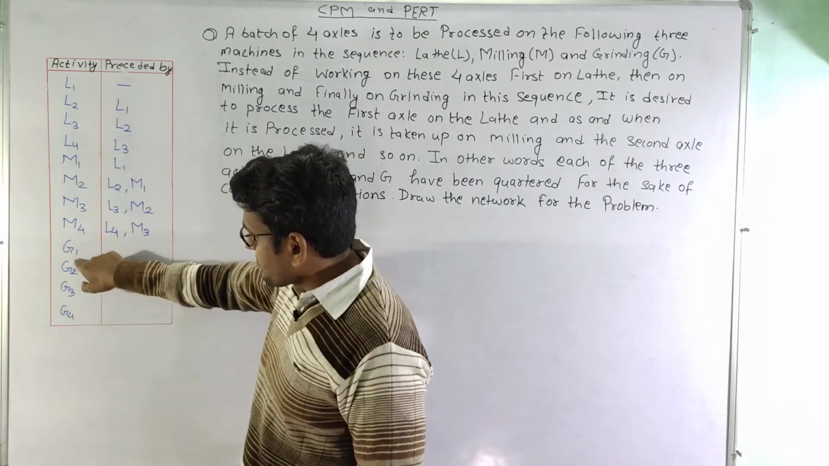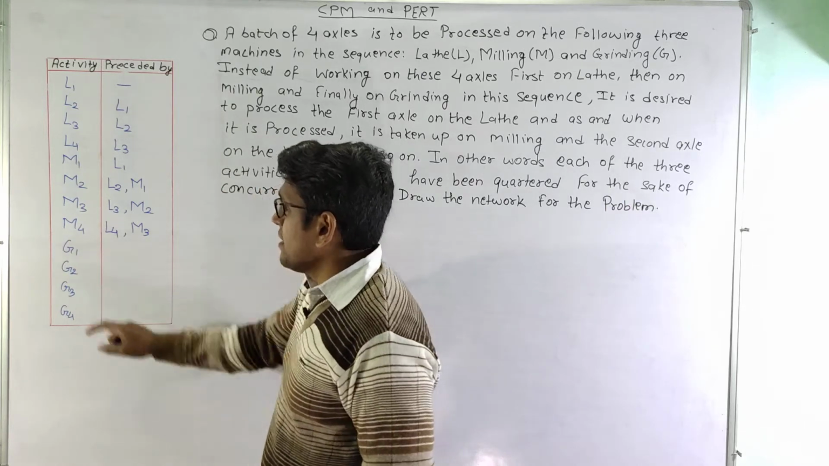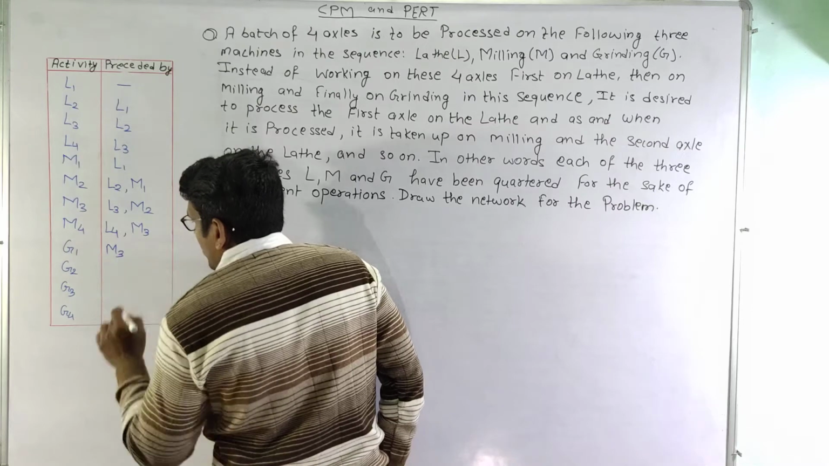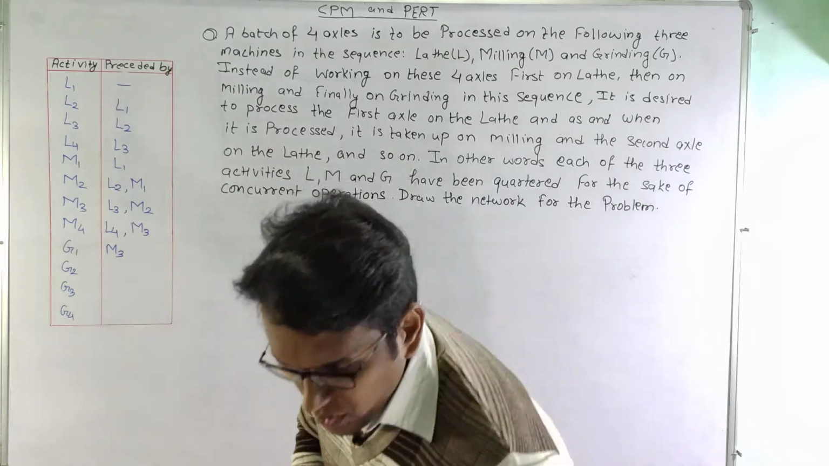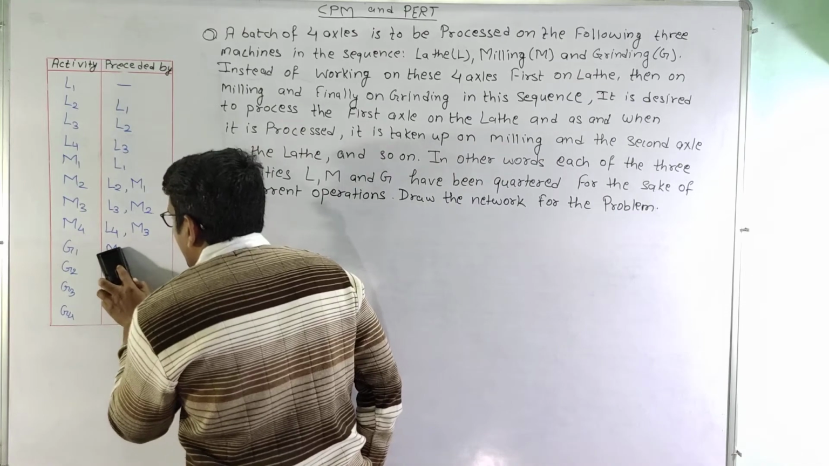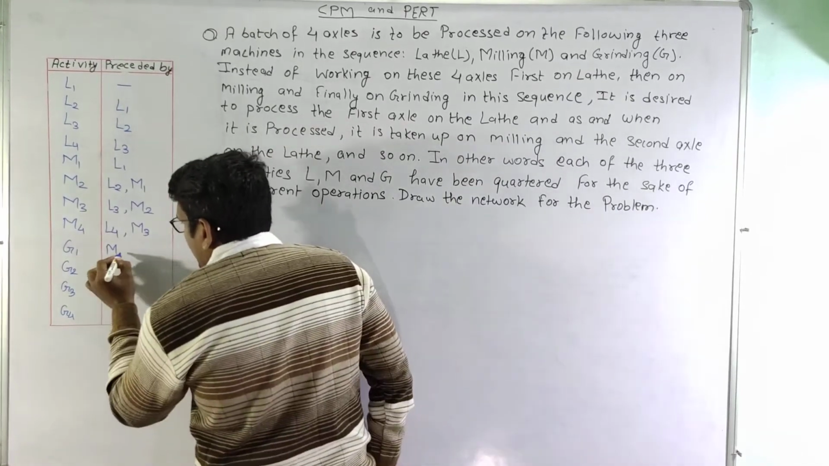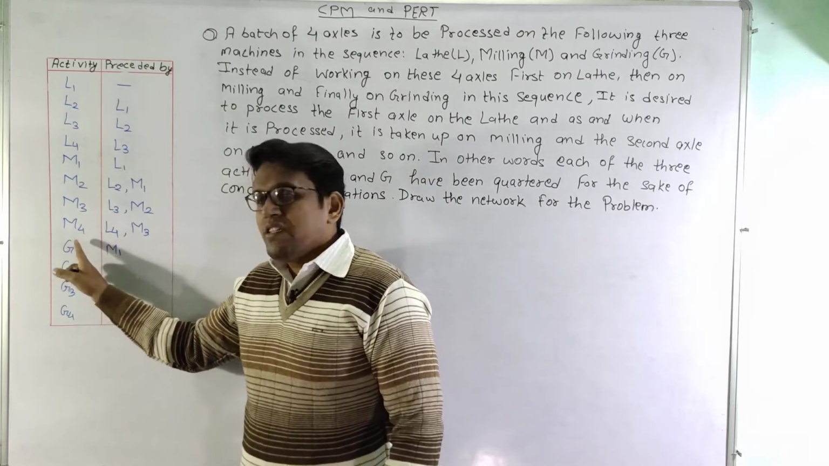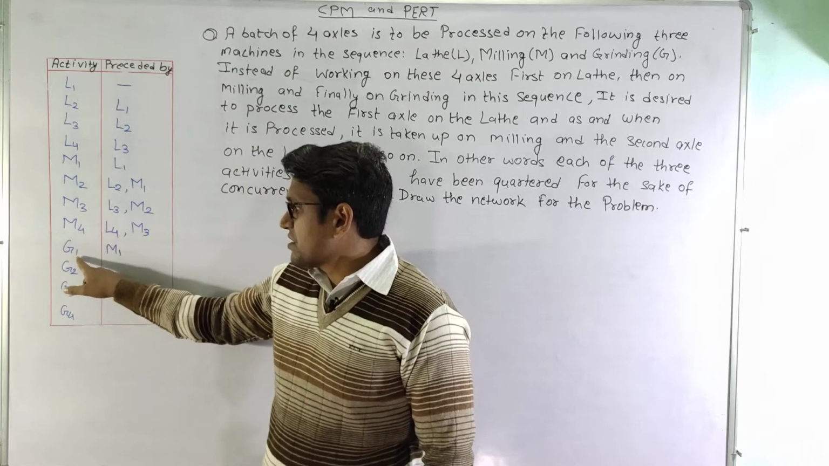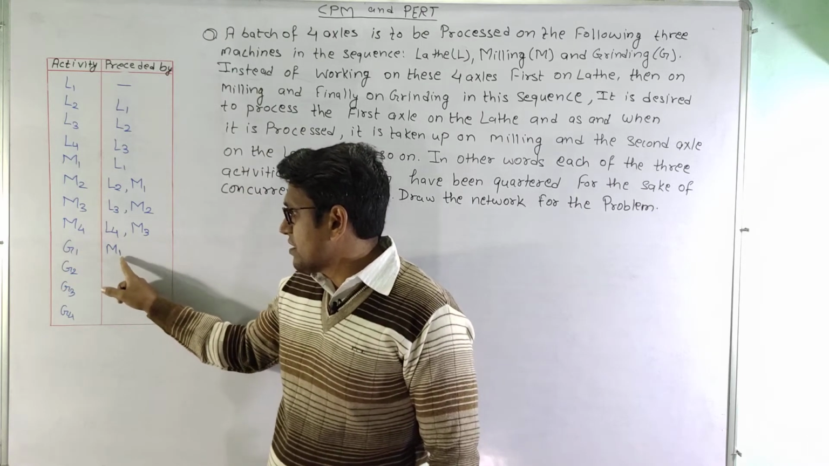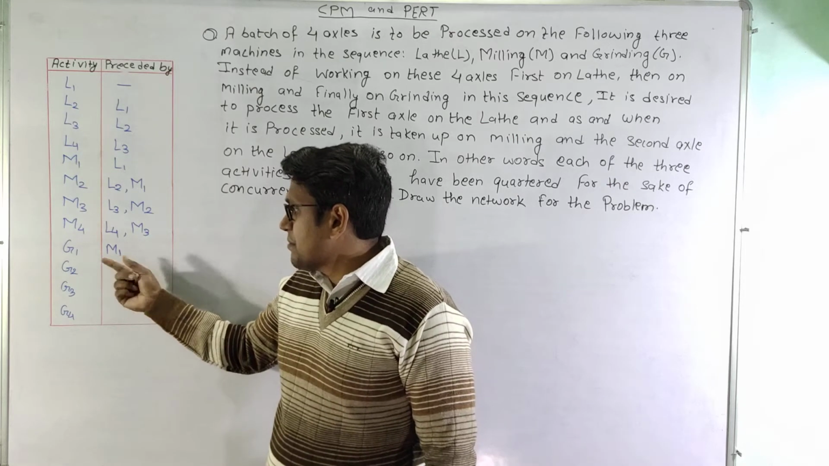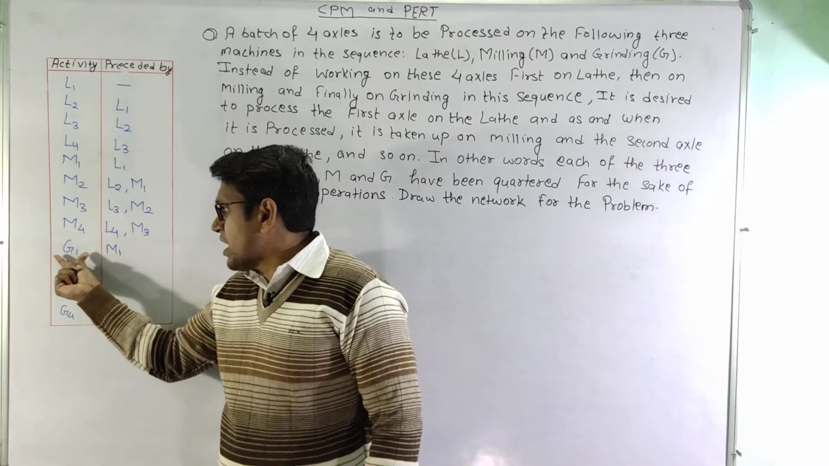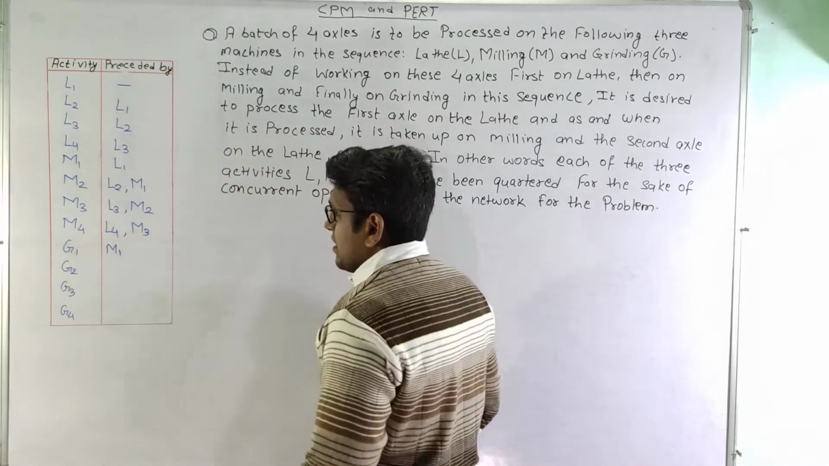Now coming to grinding. For grinding of the first axle, we need to have finished the milling operation of the first axle. Okay, so we need to complete the milling operation of the first axle, and the grinding machine right now is free because no operation has been started on it. So the only precedence it has is M1. That means as soon as the milling operation on the first axle is completed, we can start the grinding operation on the first axle.